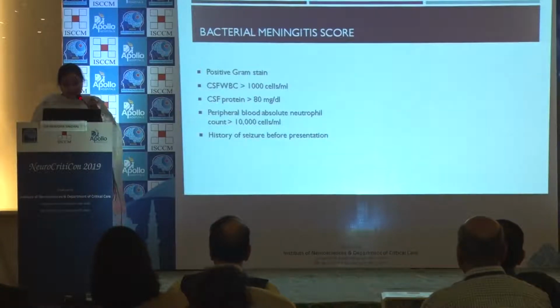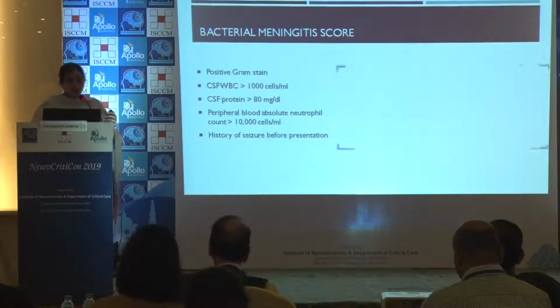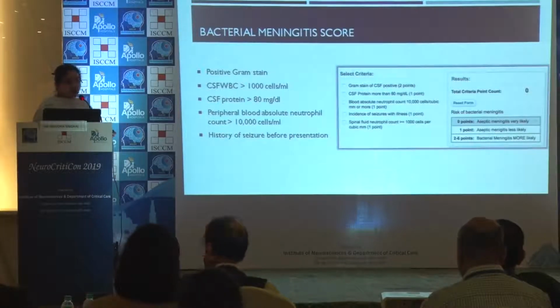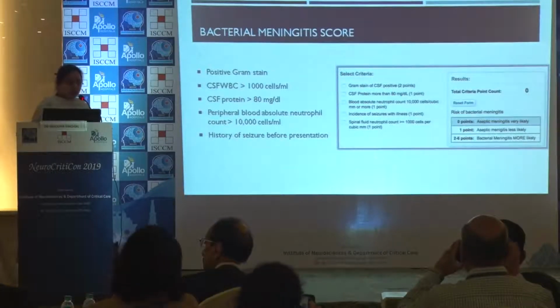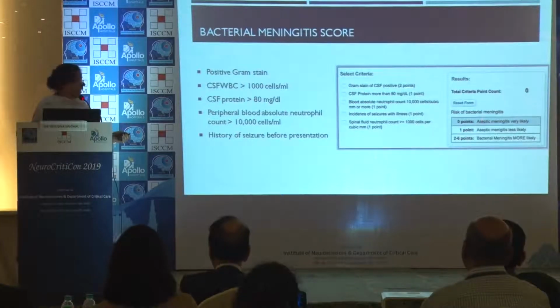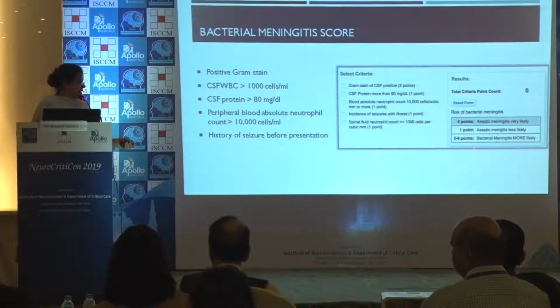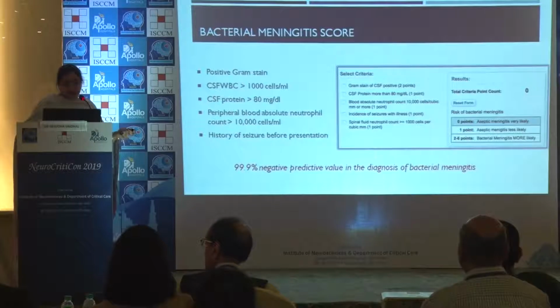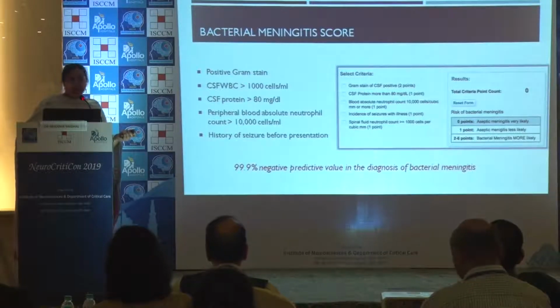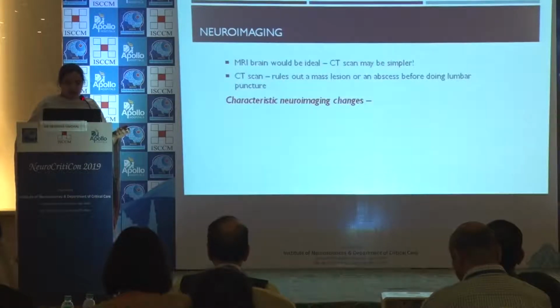Talking about a bacterial meningitis score, you have a positive gram stain, which is given a score of 2, a CSF pleocytosis, protein levels more than 80, peripheral blood ANC more than 10,000, and a history of seizure before presentation. All of these are given 1 point each, and if the score is between 2 to 6, bacterial meningitis is more likely. So this has a 99.9% negative predictive value. If the score is less, you may not think of bacterial meningitis.